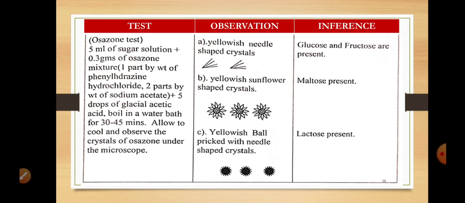Whatever precipitate or reaction product is formed in that particular test tube, a small amount is placed on a glass slide and covered by a cover slip, and then observed under the microscope for identifying the different types of crystals, because based on the different shaped crystals we see, we can get to know which reducing carbohydrate is present.